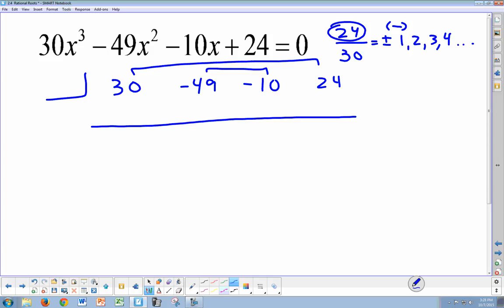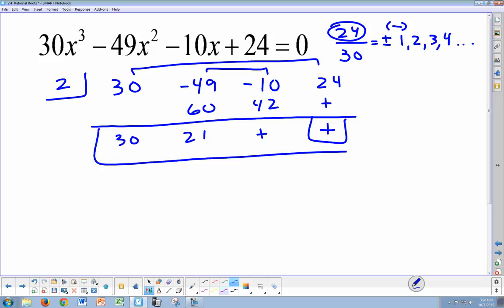Now, if we try this with a 2, then we're going to get this. 30 here, this will be 60, this will be a 21, and then a positive 42. This is a positive number, that's a positive, and that's a positive. So this gives us our first rule right here. Got a nice rule, plus, plus, plus. It's called an upper bound.